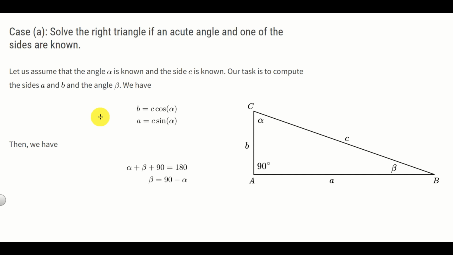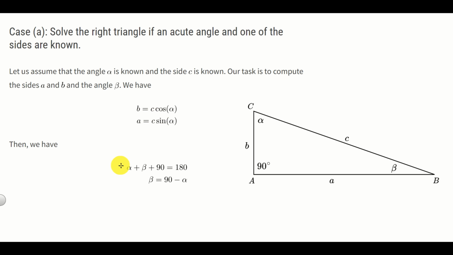The goal is to solve the right triangle if an acute angle and one of the sides are known. For example, let us assume that the angle alpha is known and the side C is also known. Our task is to compute the sides A and B as well as the angle beta. From this right triangle, it follows that B, that is this side, is simply C multiplied by cosine of alpha. Similarly, A is C multiplied by the sine of alpha. In this way, by knowing C and alpha, we can compute A and B.